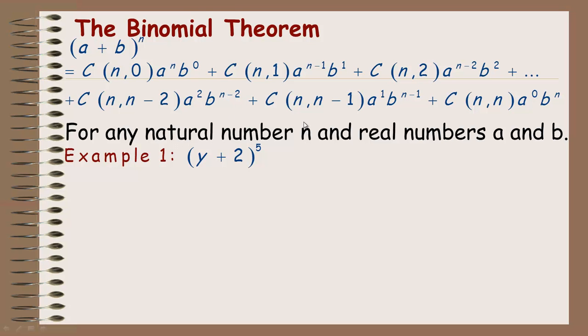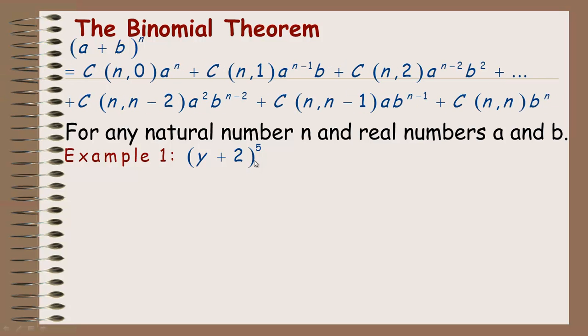So, this is true for any natural number n and real numbers a and b, or terms a and b. And so we're going to take a look at a few examples of using the binomial theorem to expand out binomials. And actually, for some I'm going to use the binomial theorem, and for some I'm going to use Pascal's triangle, because some people like that method a little bit better. So y plus 2 to the 5th.